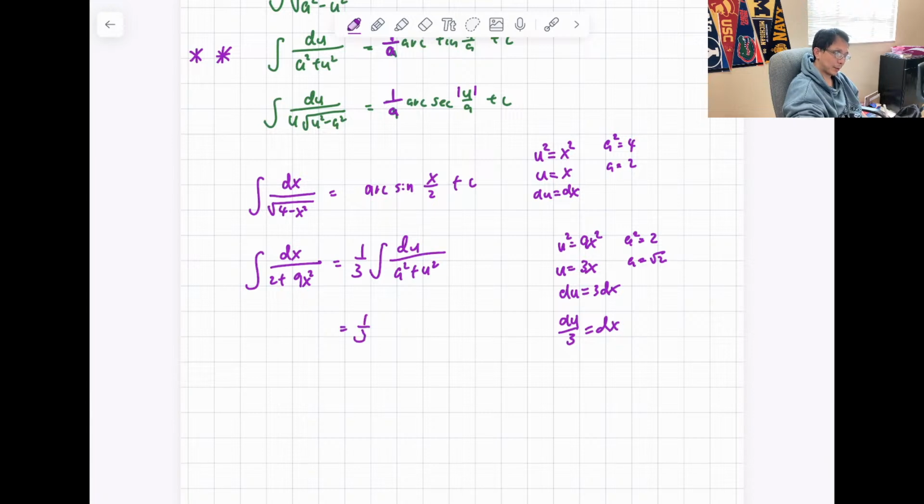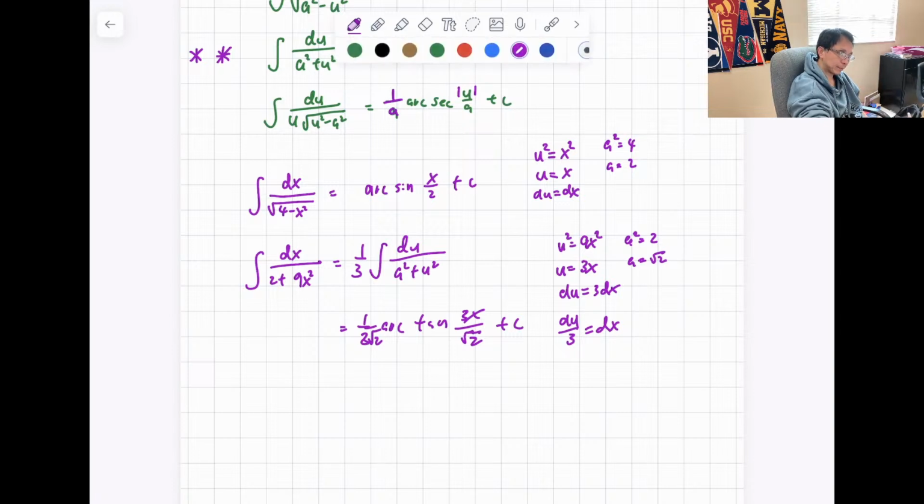So it'll be 1 over 3 arctan of 3x over root 2 plus c. So you forgot the 3 here. Actually, also 1 over a. I forgot the a, so 2. So don't forget that 3 is due to the u substitution and du. Every time you do u substitution, always du.